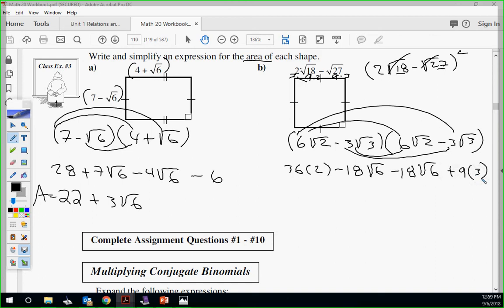Now we just got to simplify, and we'll be done with this one. 72 plus 27, 99. Yep, 72 is 36 times 2. 9 times 3 is 27 for 99. And then these two, negative 18 root 6, negative 18 root 6 is negative 36 root 6. And that's the simplified answer for the area.